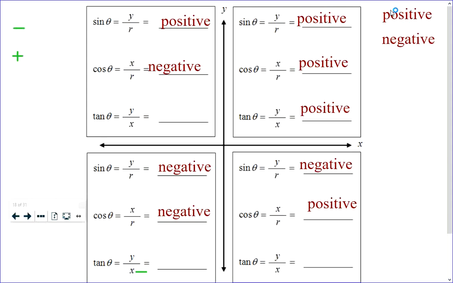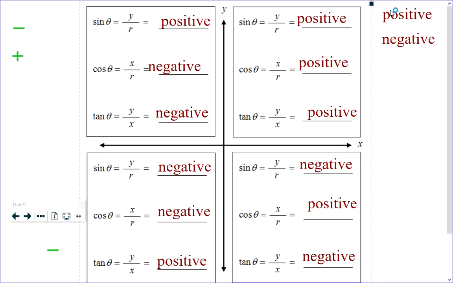Tangent is y over x. So if y and x are both positive, then tangent would be positive. If y and x are both negative, then tangent, which is y over x, would be positive. So tangent is positive in these two quadrants. Tangent is negative in quadrant 4 and quadrant 2, because in each of those two quadrants, one of x and y is positive and the other is negative.